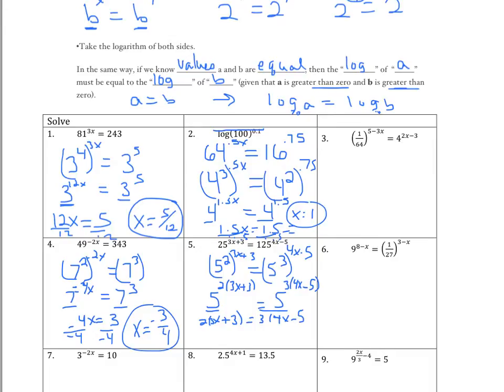And then we just solve. So 2 times 3, so we have 6x plus 6 equals 12x minus 15. And then I'm going to subtract 6x. And I get 6 equals 12 minus 6 is 6x minus 15. And then I'm going to add 15 to both sides, so we get 21 equals 6x.